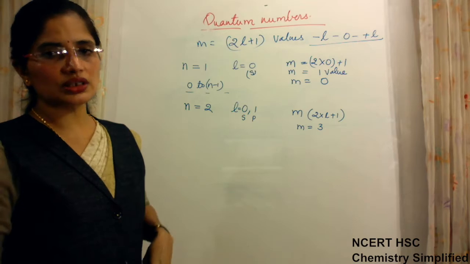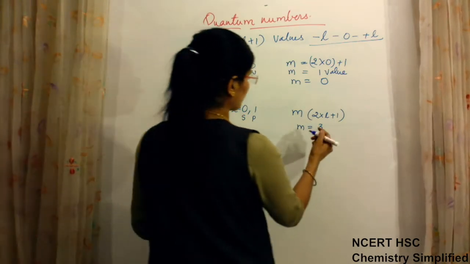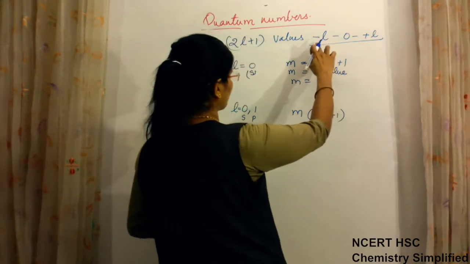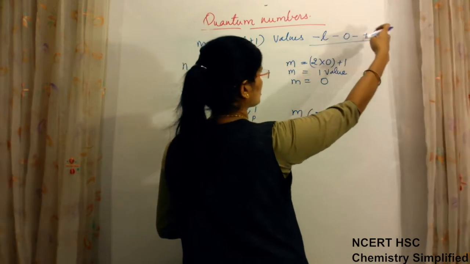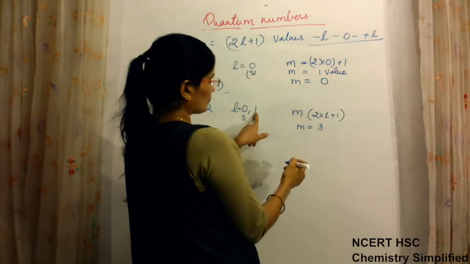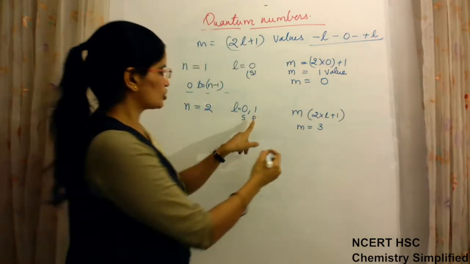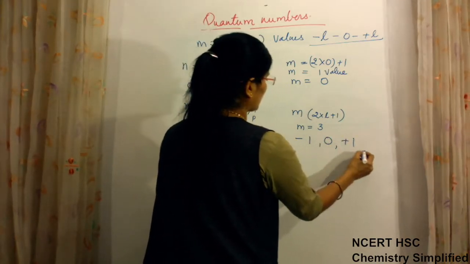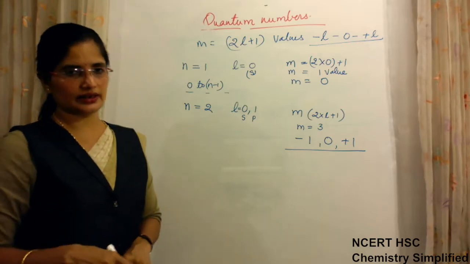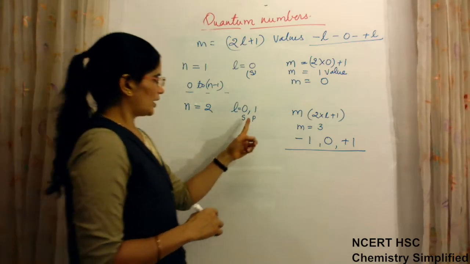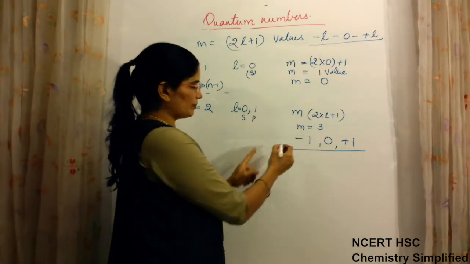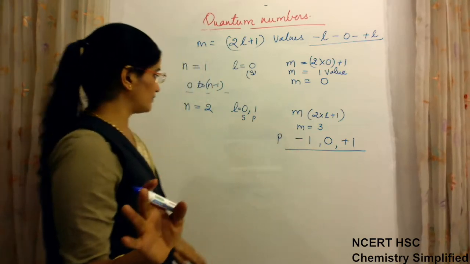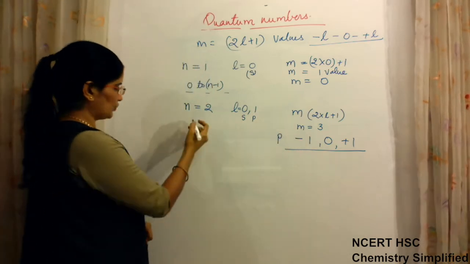Now what will those 3 values be? This we have to write. So we said that it ranges from minus L through 0 till plus L. So the maximum value we are seeing, that is minus 1, 0 and plus 1. These 3 values will be there. And because this 1 stands for P, this will be for P. We will see. Just after a while you will understand.